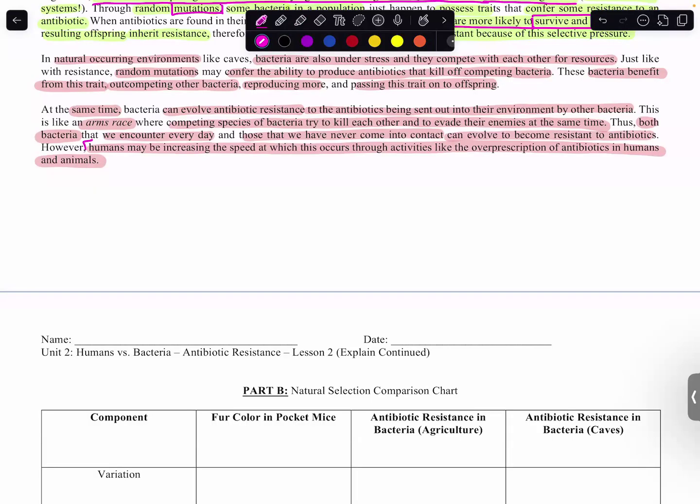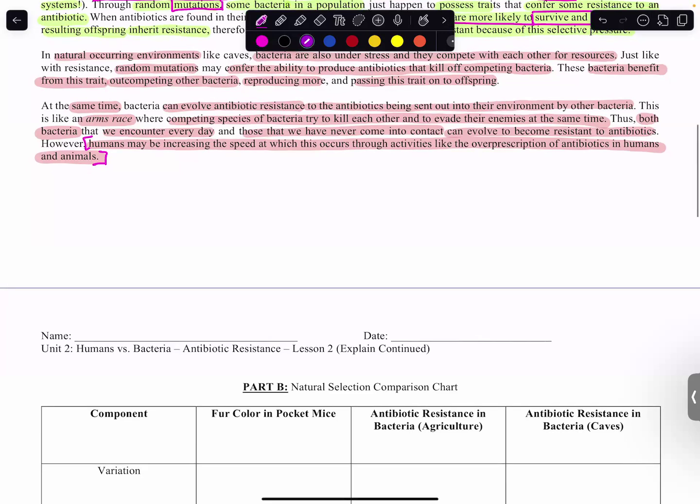So this last part suggests that humans are definitely helping these bacteria, increasing the speed at which they are able to resist antibiotics by overprescribing or overusing them. That's why it's so important that you only use antibiotics when you absolutely need them. If you don't need them, don't use them. Okay? Now, let's define some words here.